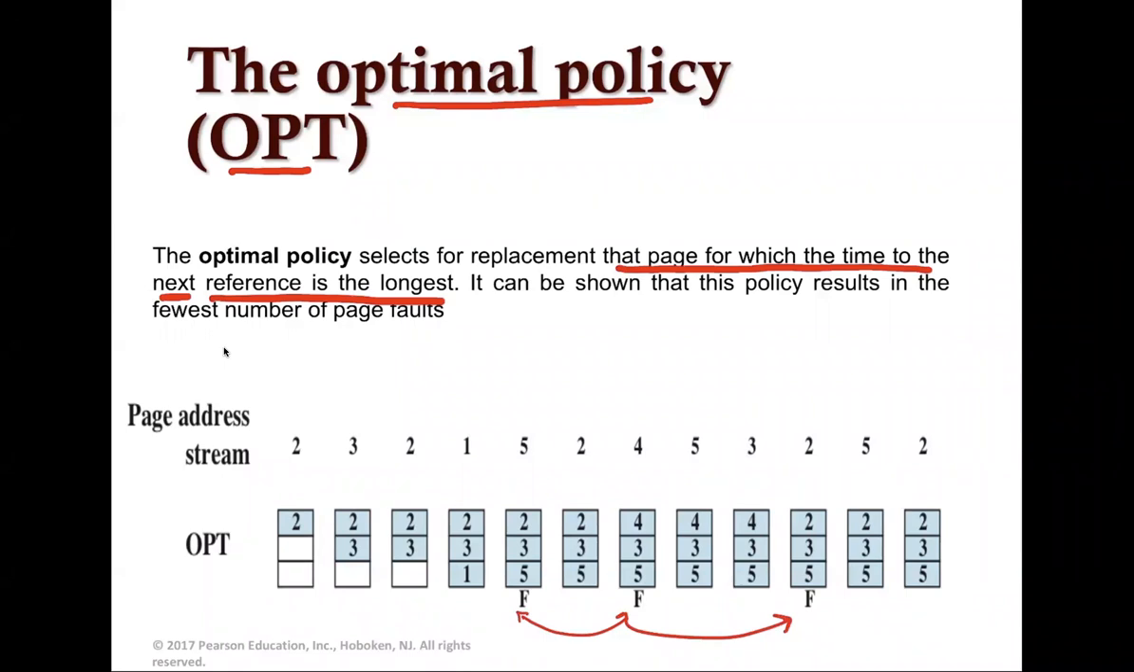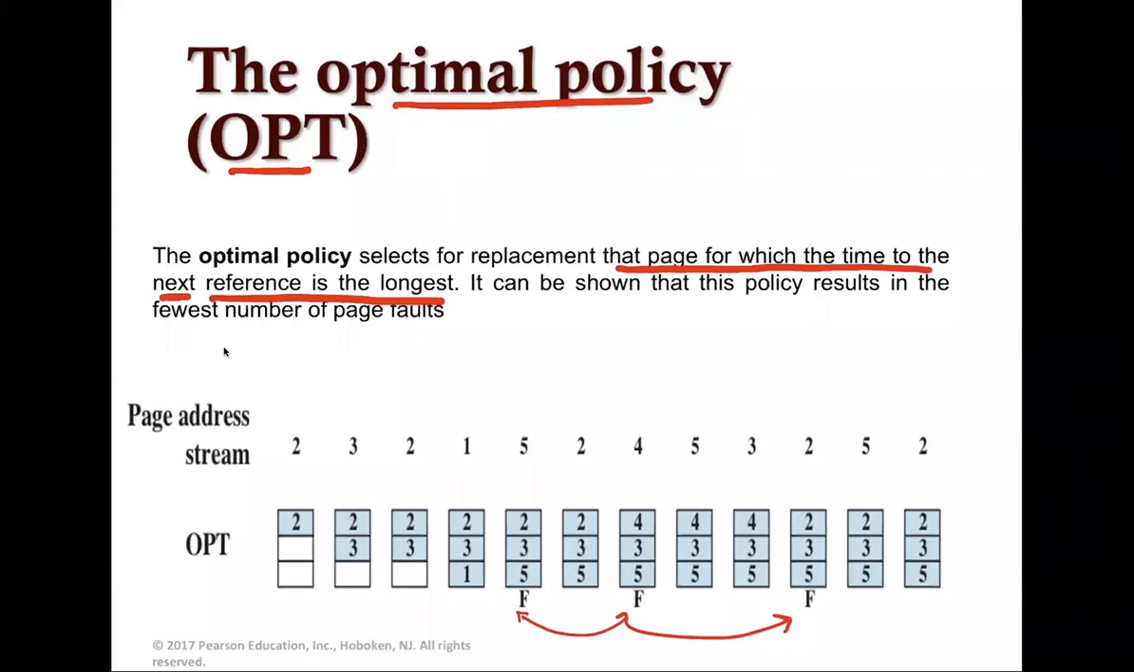Clearly, this policy is impossible to implement, because it would require the operating system to have perfect knowledge of future events. However, it does serve as a standard against which to judge real-world algorithms. In the following figure, we can see an example of the optimal policy.